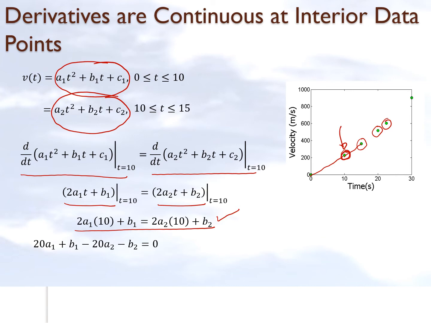And then we take all of these to the left hand side because these are unknowns. Whenever you set up equations, you always put the unknowns on the left hand side and knowns on the right hand side. Since a2 and b2 are unknown, that's why we take them to the left hand side. That gives us the equation, which comes from the derivatives being continuous at the interior data points. Since we have 3 more interior data points like that, we will get 3 more equations, for a total of 4 equations coming from the fact that derivatives are continuous at the interior data points.